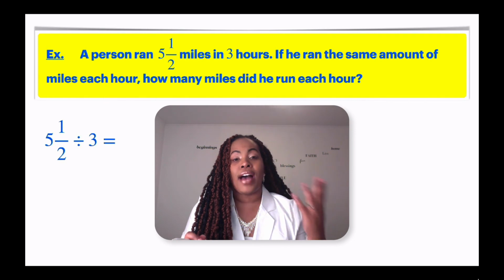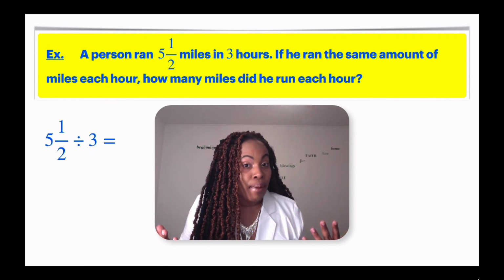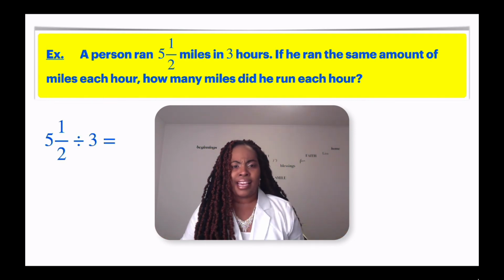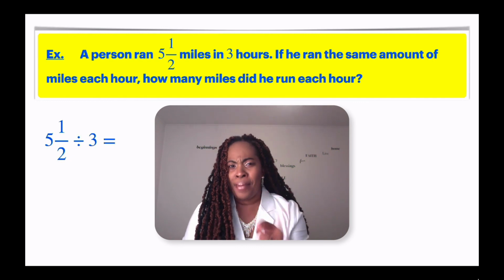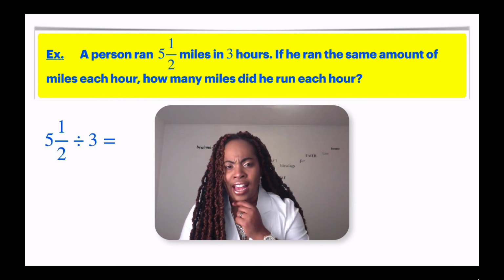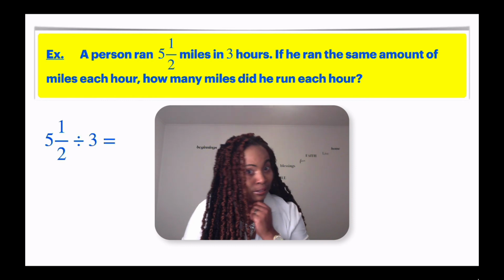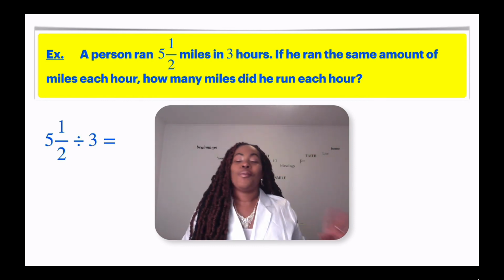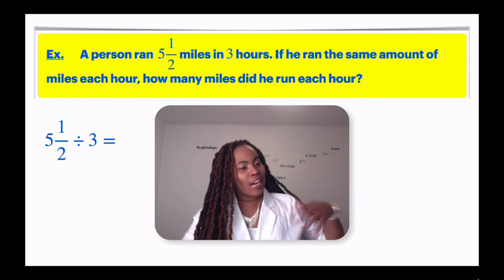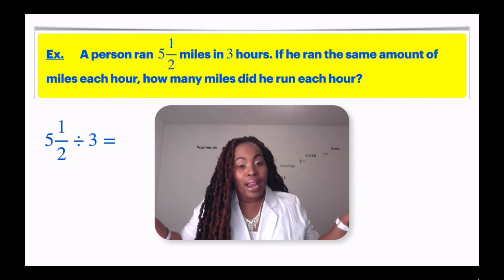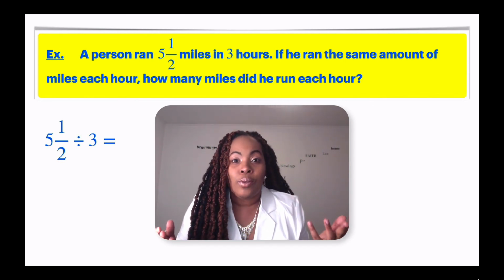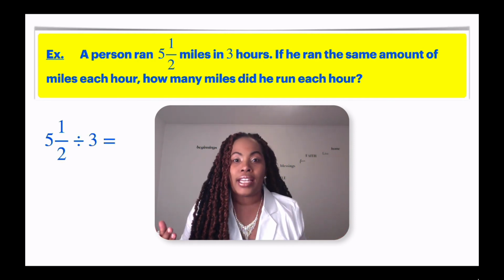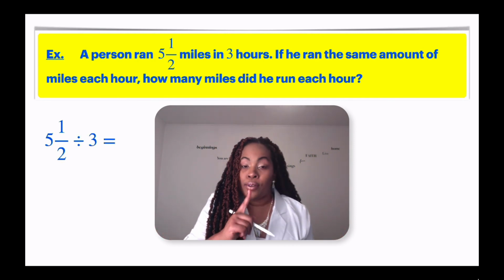On this one, it sounds like they're asking us to find a rate, because we're trying to figure out exactly how many miles he ran per 1 hour, right? Remember that word per? That word per means one. So we're about to break it down using our division skills to find out how many miles they ran per hour. If we were to set it up mathematically, it would look like this.